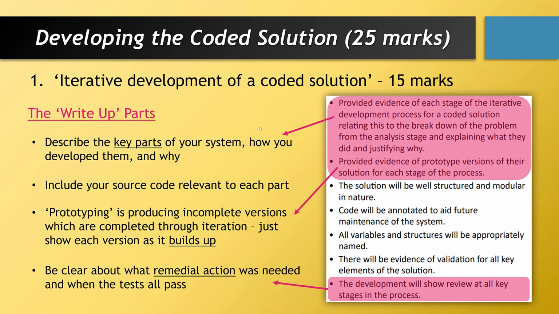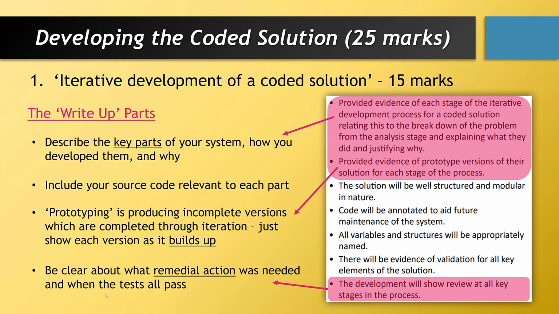And the last bullet point is about showing review at all key stages in the process. Key stages being an operative term here. We're not looking for you to sign off every single line of code. We're again looking at the key parts. What are the key chunks, the key modules within your solution? So you need to, after you've tested it, be really clear about what remedial action was needed, what action was needed to fix the issues you had. That's what that means, remedial. So what did you do to fix stuff?